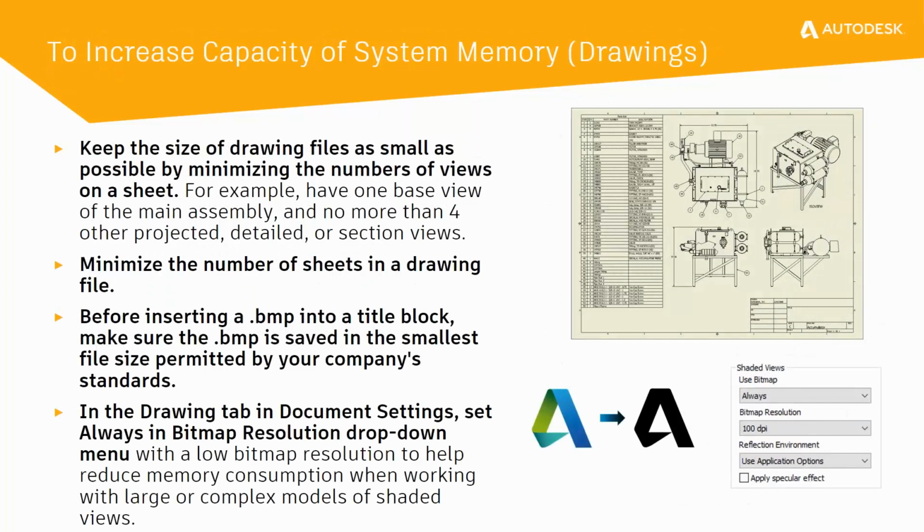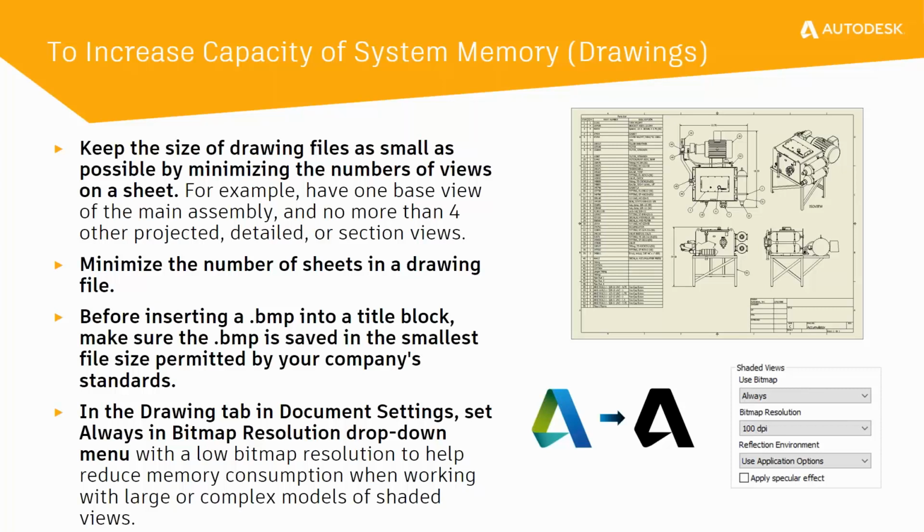And finally, how can you increase your system capacity when working with drawings? Well, the first thing you can do is to keep the size of drawing files as small as possible, and this comes about by minimizing the number of views on a sheet and potentially the number of sheets in a drawing. So where possible, try and only use 4 views per drawing page and try and use as many drawing sheets as possible. And we talked also in the last webinar about using bitmaps as part of your templates or images that you're placing in them.